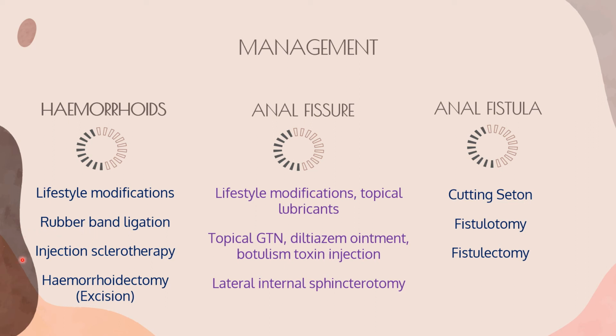On the other hand, for injection sclerotherapy, an irritant chemical solution, phenol, will be injected into the base of each pile. These sclerosants will induce an intense inflammatory reaction, which will then provoke fibrosis at the base of the hemorrhoid, causing the blood supply to be cut off, and in turn the hemorrhoid will shrink and disappear.